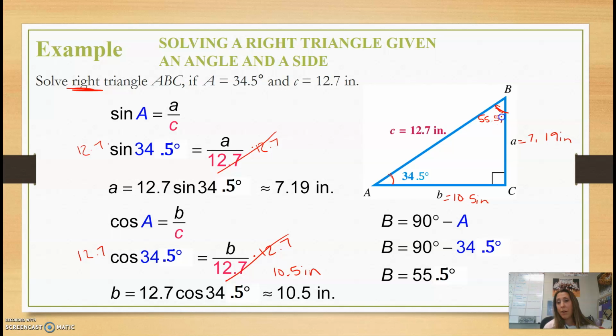So now we have found every part of that triangle. We know all the parts. You can actually do the Pythagorean theorem, and if you plug all of this in, you'll get really close to 12.7 inches. And then you can go the other way and find B and try to solve for the unknowns, and you'll get about the same.